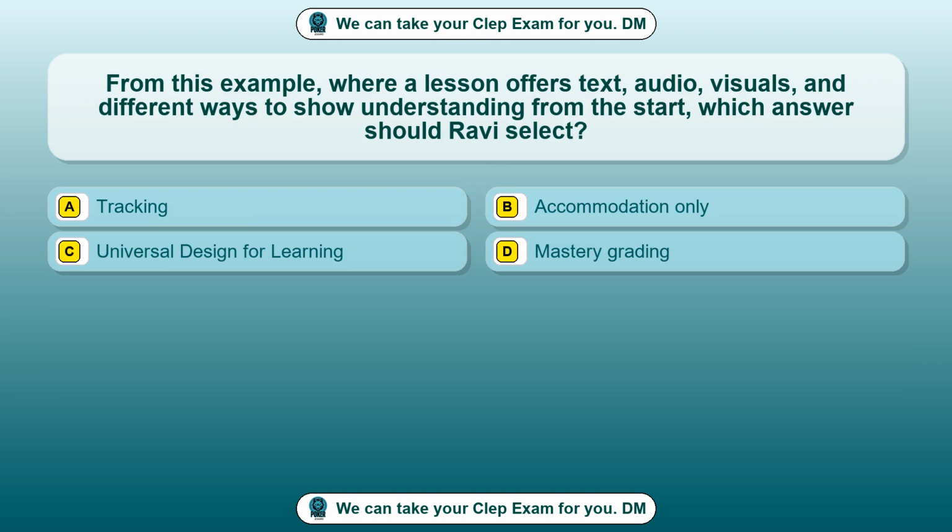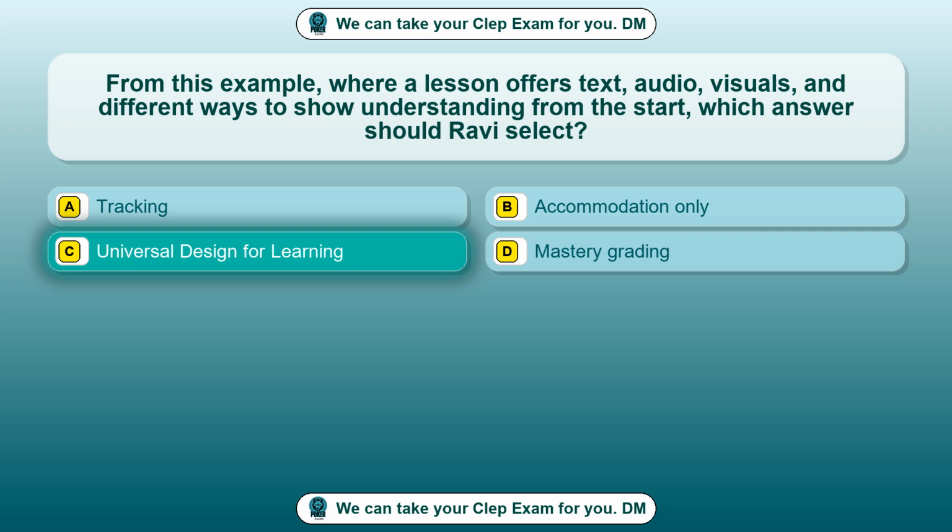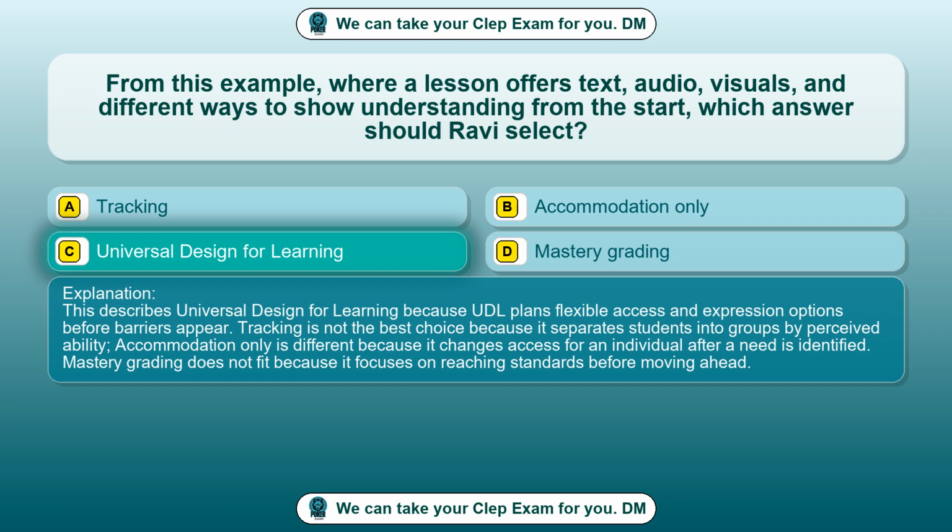Question 51. From this example, where a lesson offers text, audio, visuals, and different ways to show understanding from the start, which answer should Ravi select? Option A, tracking. Option B, accommodation only. Option C, universal design for learning. Option D, mastery grading. The correct answer is option C, universal design for learning. This describes universal design for learning because UDL plans flexible access and expression options before barriers appear.